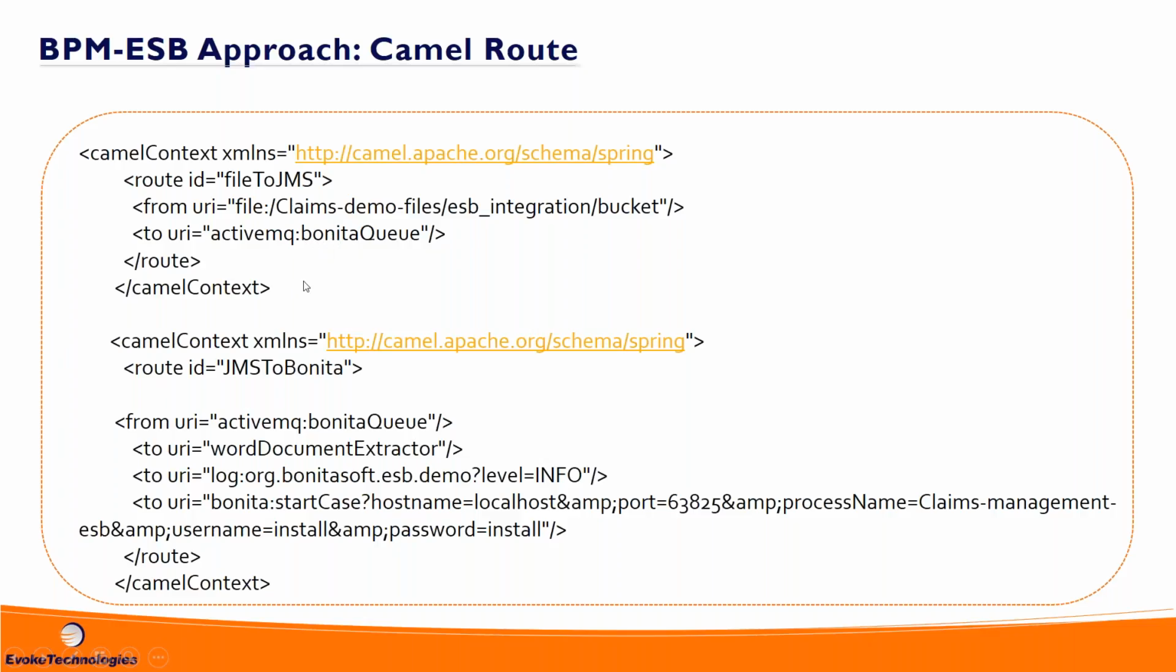And once a message has been pushed into the JMS server, there is another route which gets activated, which pulls the message from the respective Bonita queue and executes certain data transformations on that message. The first data transformation that happens is a document extractor, which reads the document and, using regular expressions, extracts certain parts from the document. Then it will be sent over to the logger component to log the message. And finally, the final destination would be the Bonita endpoint, which will initiate a case onto the Bonita engine for the approvals.